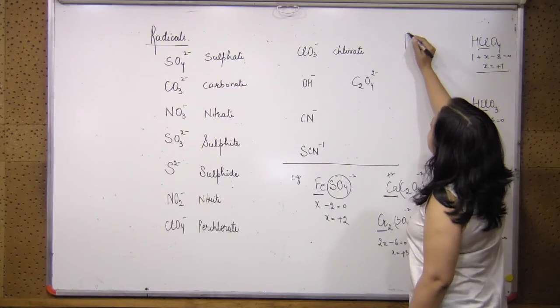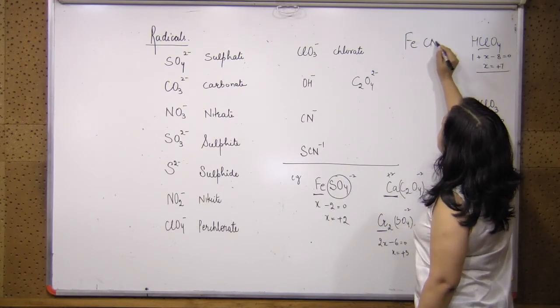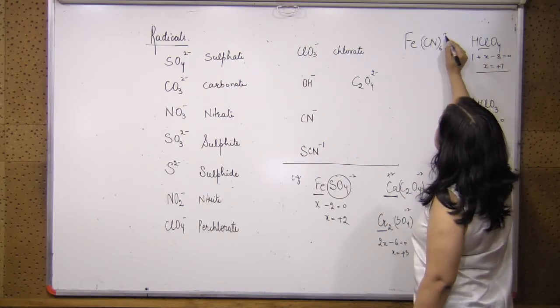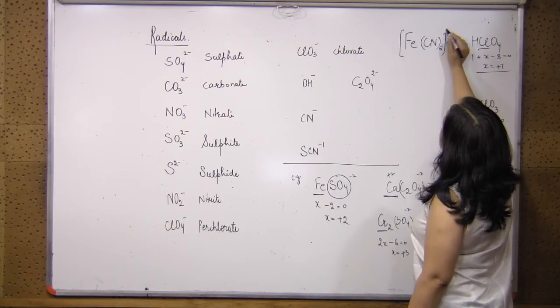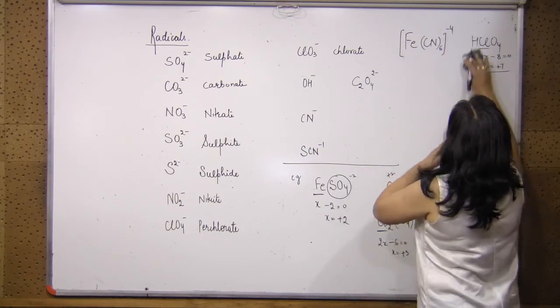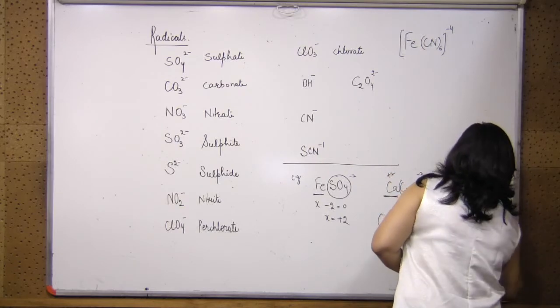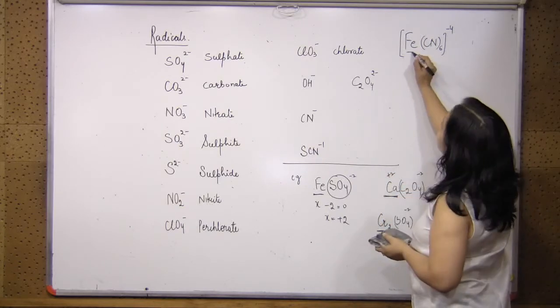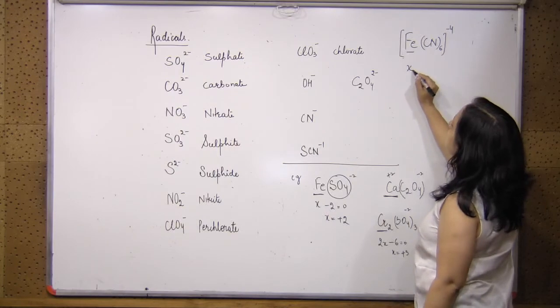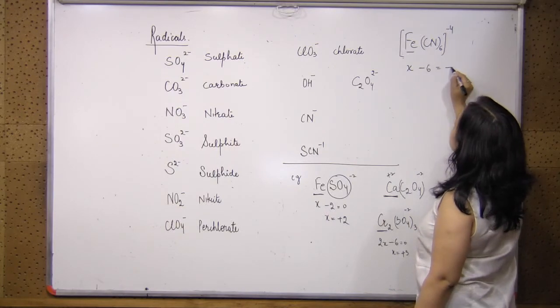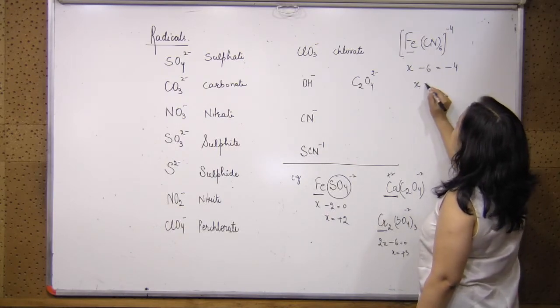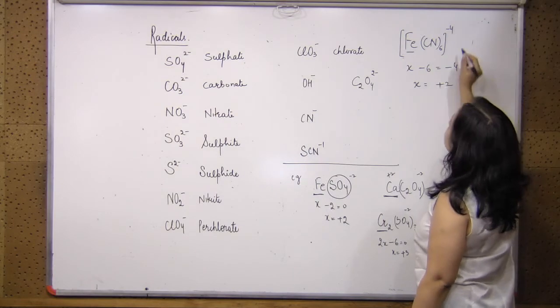If it is written Fe(CN)6 with 4 negative charge, and the oxidation number is to be calculated for iron, we will write x minus 6 is equal to minus 4. x comes out to be plus 2.